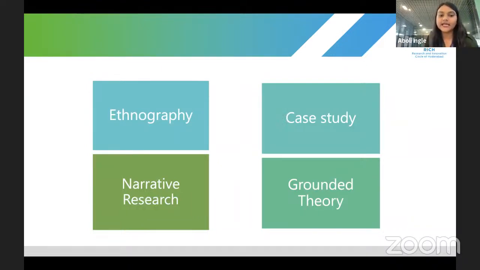Then case study. A case study involves studying any particular individual or a group or situation in depth to gain insight about a particular phenomenon. Basically here we try to collect and analyze a range of qualitative data such as interviews, observation, and documents to develop a detailed understanding of a case.